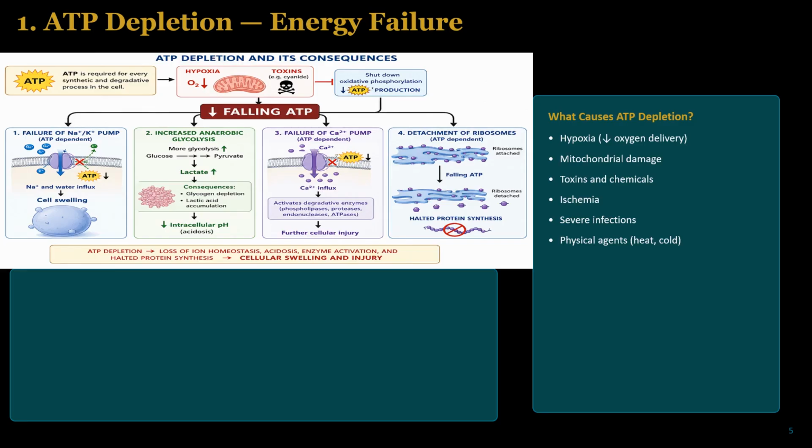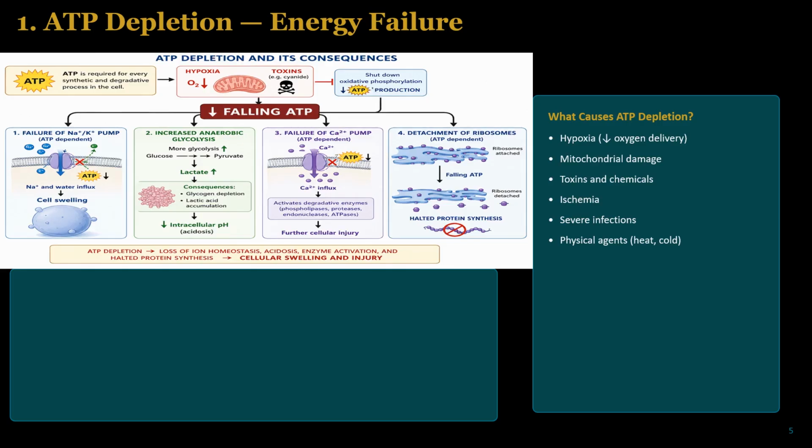And the last but not least is the detachment of ribosomes. Under physiological conditions, the ribosomes are responsible for protein synthesis when they are attached to the endoplasmic reticulum. So for the ribosomes to do protein synthesis, they must be attached to the endoplasmic reticulum, and that can only happen if there is ATP. If there is no ATP, the ribosomes will not be able to attach to the endoplasmic reticulum, and hence they will not be able to participate in protein synthesis, and we will not have an adequate amount of protein in our cell.